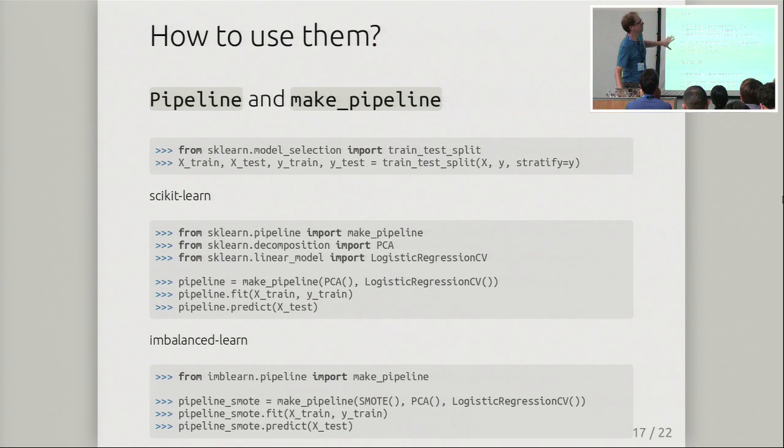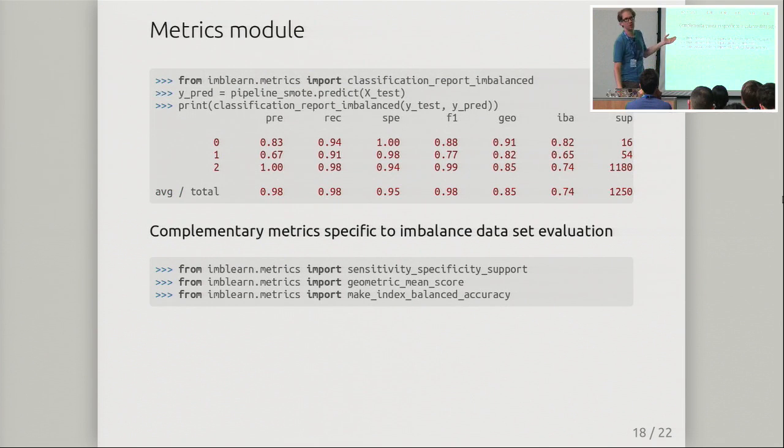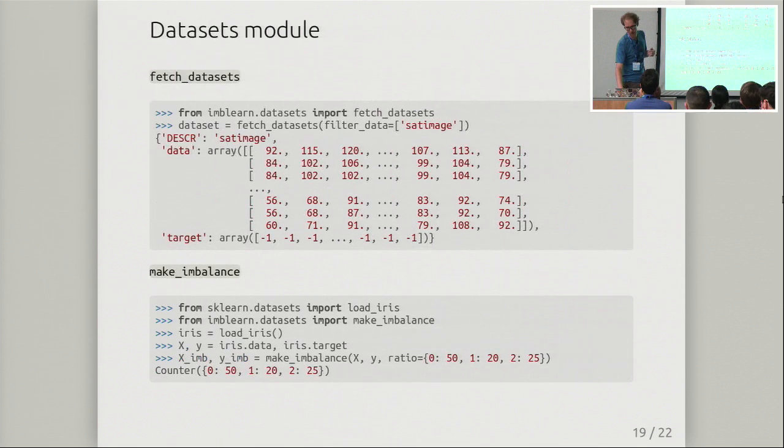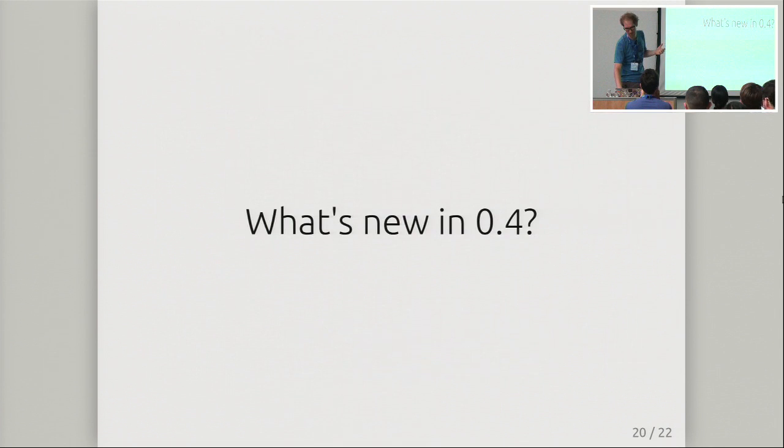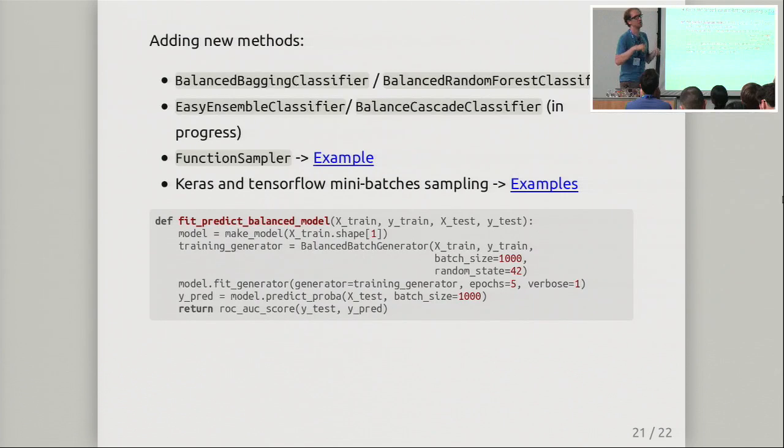You usually use it within a pipeline like this. It will resample during fitting and not during predict times. We also have a couple of other things that are added to scikit-learn: some new types of measures that are good for imbalanced statistics, as well as some toy data sets. We have a new version coming, which is 0.4, that will come when scikit-learn arrives with 0.20.